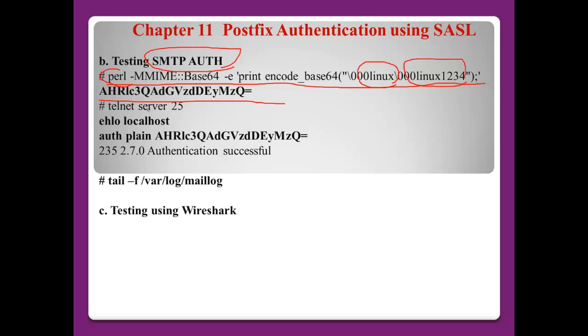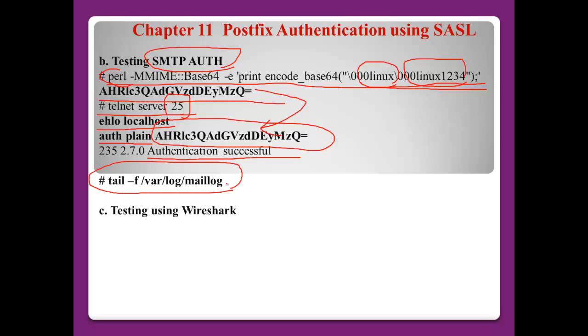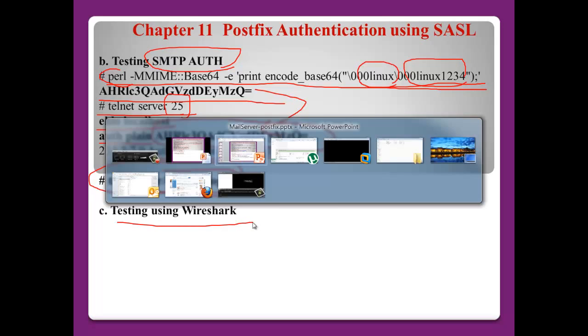If we want to test SMTP first, access it like this: telnet server port number 25, and after that, ehlo. Here AUTH PLAIN with this base64 encoding line. So if this line, linux and linux1234, is valid, then we can see this kind of message, authentication successful. And after that, if we want to check whether Postfix supports SASL, we can check the mail log. And after that, try to use Wireshark.